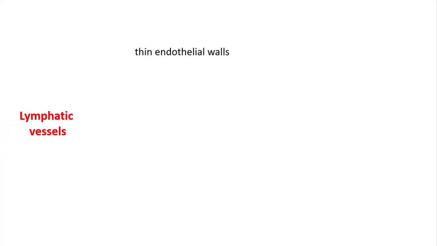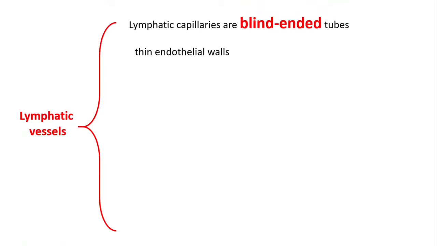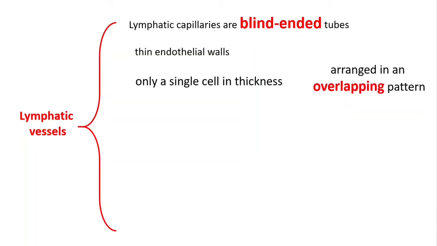It is important to write down notes every now and then to check our understanding. Lymphatic vessels are blind-ended tubes. They have thin endothelial walls. These lymphatic capillaries are not like blood capillaries. They are only made of endothelial cells, no basement membrane. And it is only a single cell in thickness, and they are arranged in an overlapping pattern.